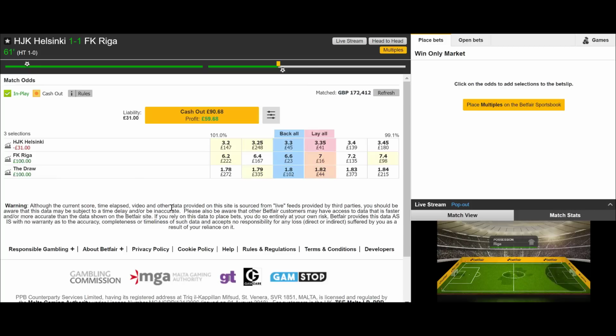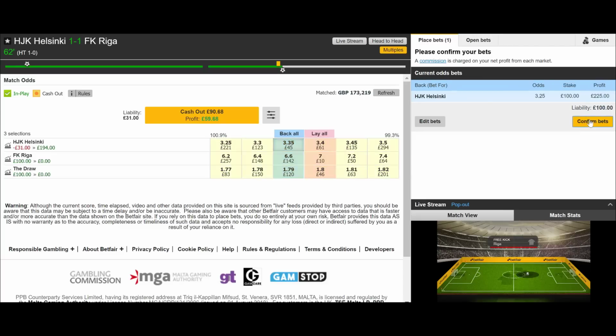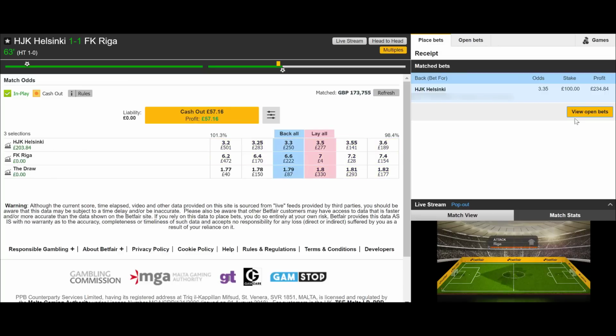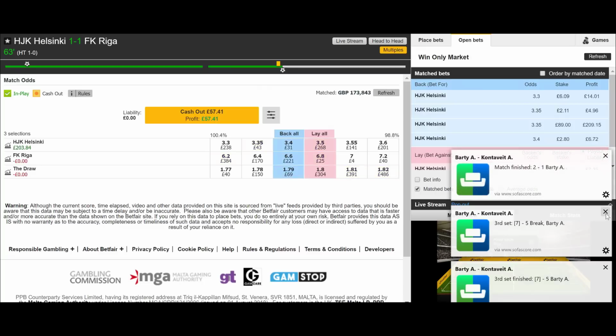But obviously what I'm going to show you is a little bit more advanced and a little bit more something that the average newbie wouldn't want to do. But it's almost like a double or nothing. We're going to leverage the profit potential we have on Riga and the draw to give us a potentially even bigger win on Helsinki should they go on to win. Now, as you can see, I had £100 of profit potential on Riga and the draw, but we've just placed that right on Helsinki. Ignore all that.